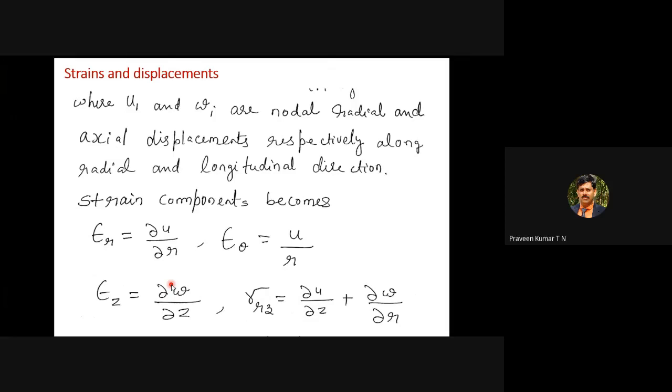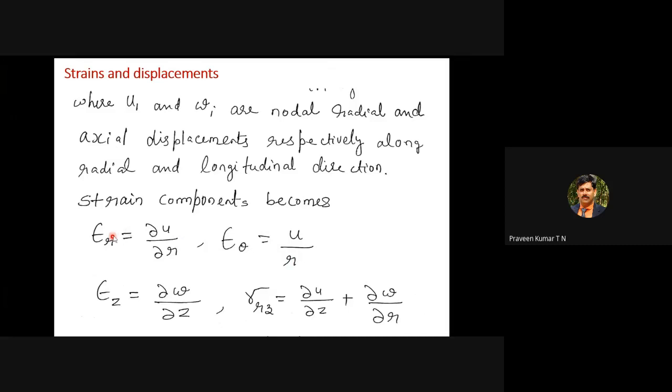We have three strains. The first is the strain along the radial direction, which is given by del U by del R. Del U refers to the deformation along the radial direction, divided by the original length of the element along the radial direction. Then epsilon theta is the deformation along the circumferential direction, which is given by U by R. U refers to the deformation along the radial direction, and R is nothing but the radius at that particular point.